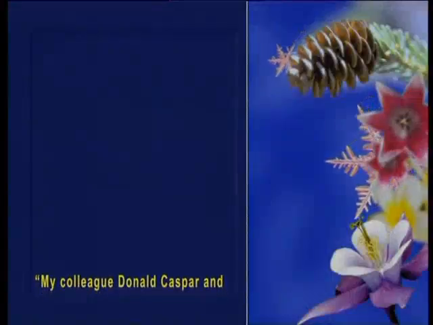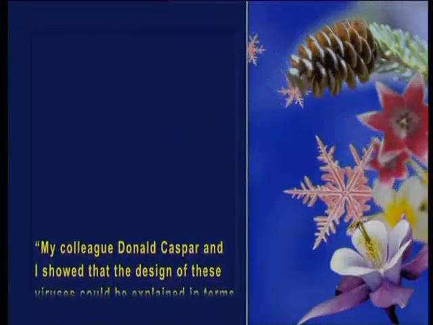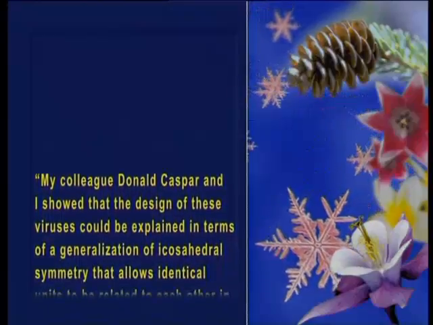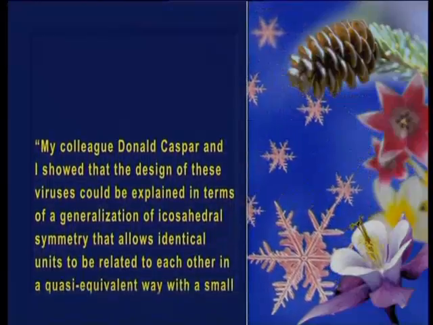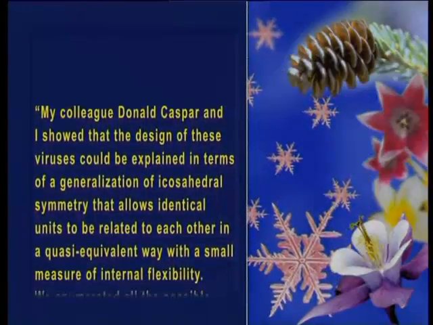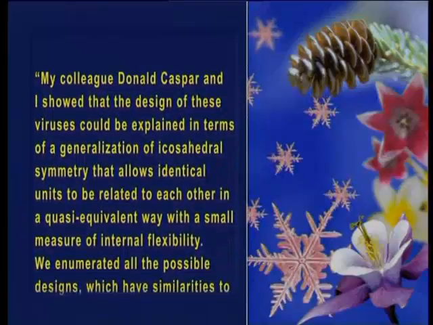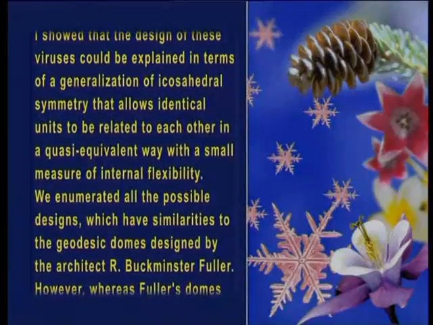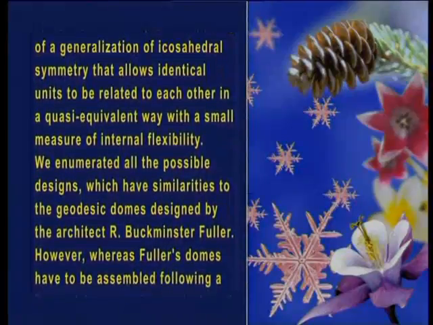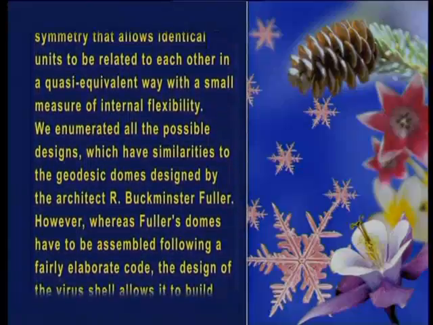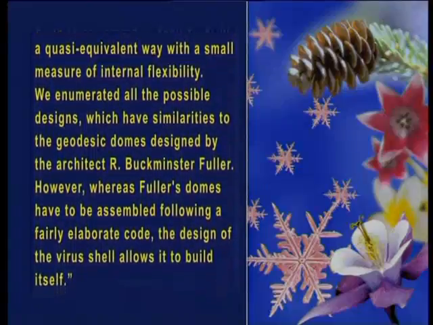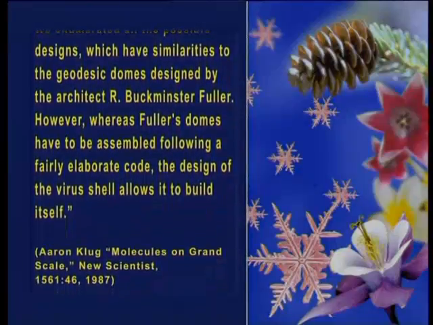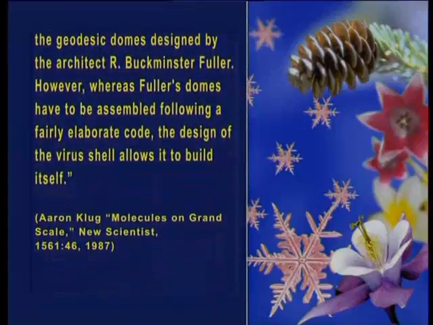My colleague Donald Casper and I showed that the design of these viruses could be explained in terms of a generalization of icosahedral symmetry that allows identical units to be related to each other in a quasi-equivalent way, with a small measure of internal flexibility. We enumerated all the possible designs, which have similarities to the geodesic domes designed by the architect R. Buckminster Fuller. However, whereas Fuller's domes have to be assembled following a fairly elaborate code, the design of the virus shell allows it to build itself.